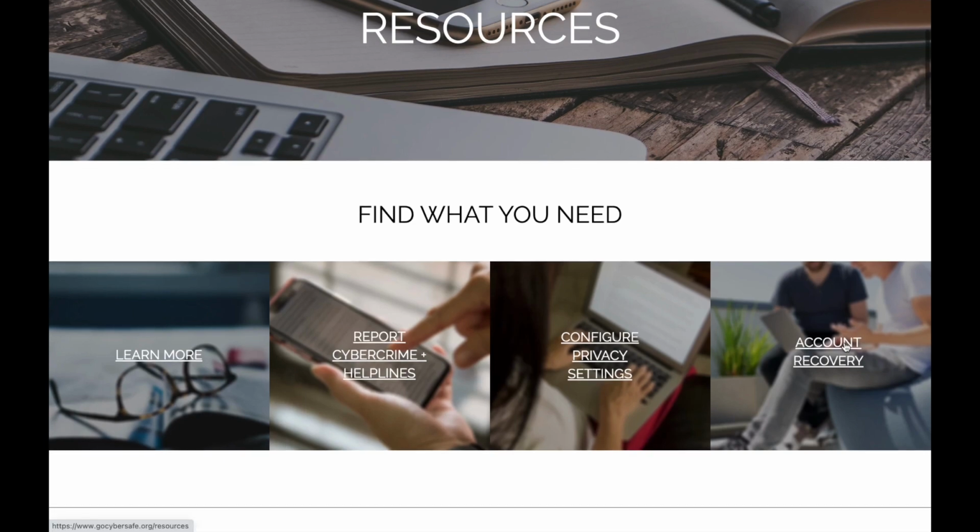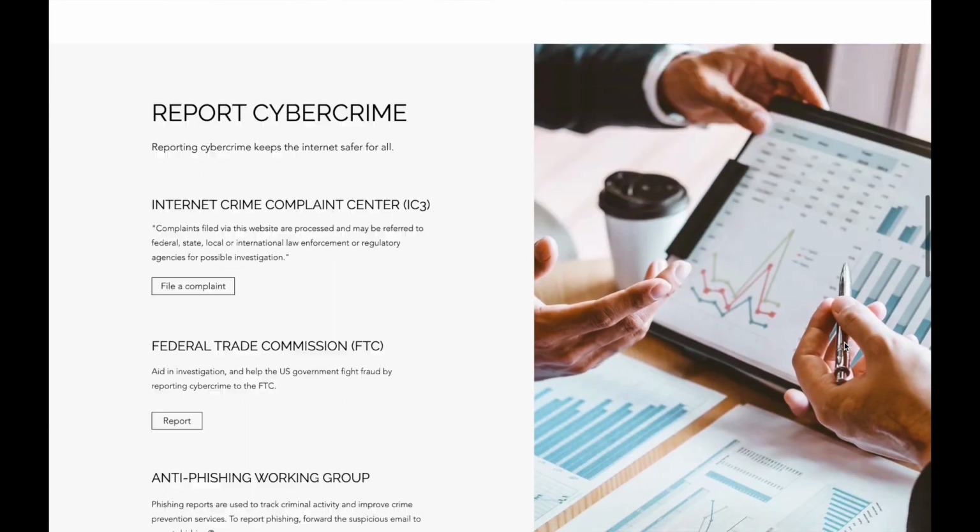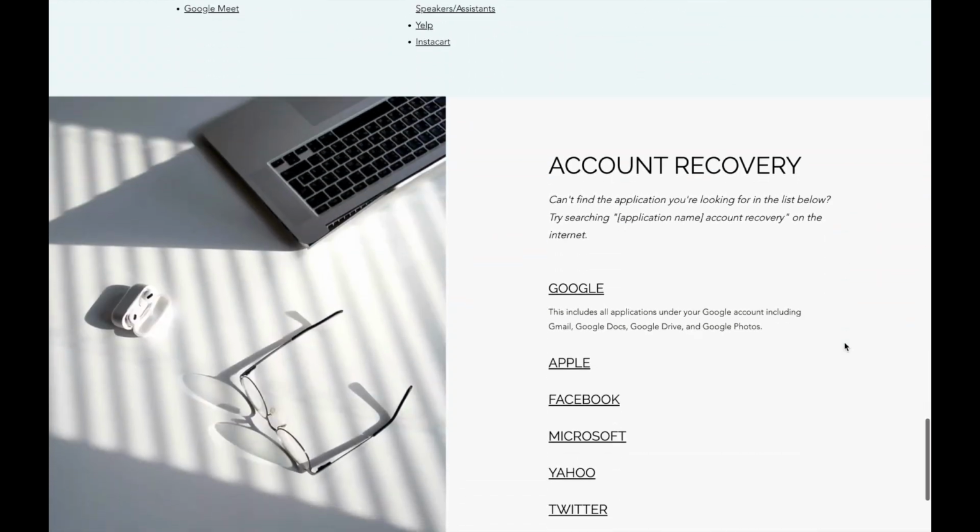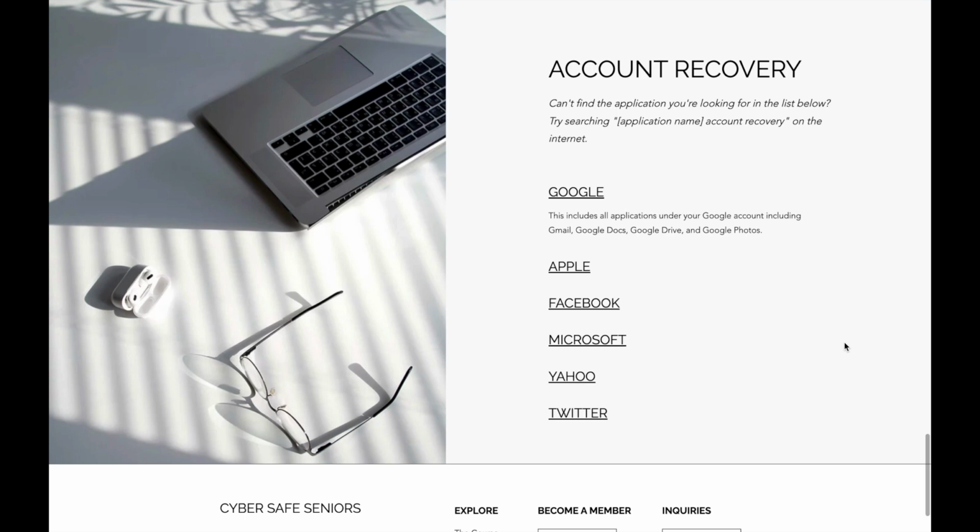If needed, you should also recover the affected accounts. Many major online service providers have tools available to help you restore your accounts after they have been breached, and I've included some links on our website under the Resources section that will take you directly to the account recovery pages for a few commonly used applications including Google, Facebook, and Microsoft.